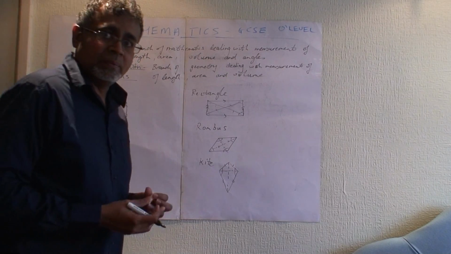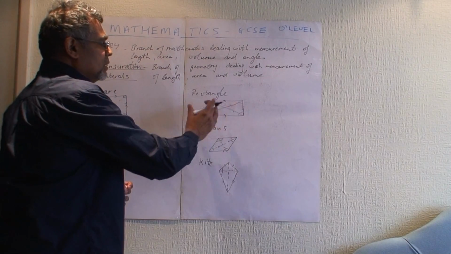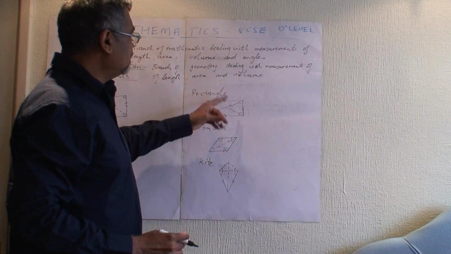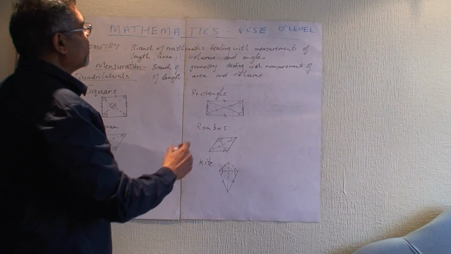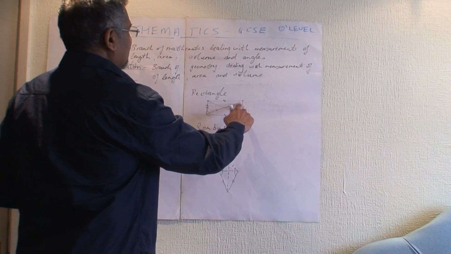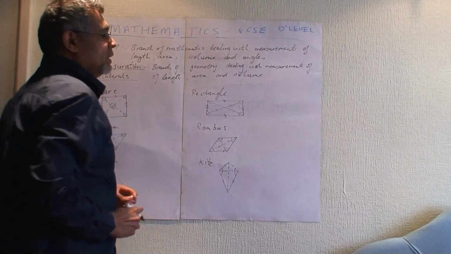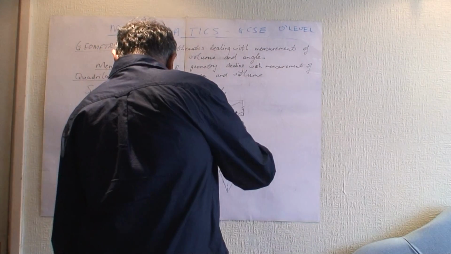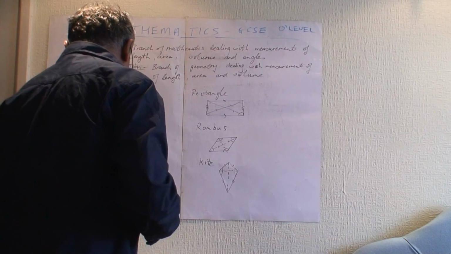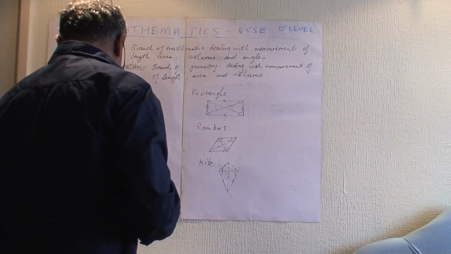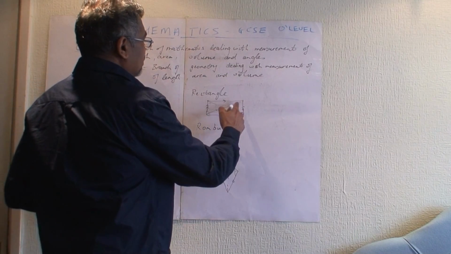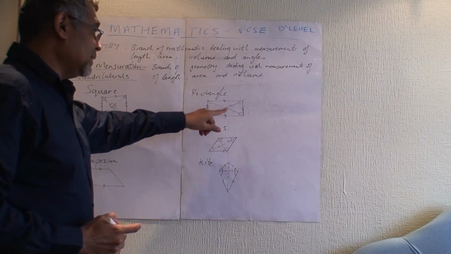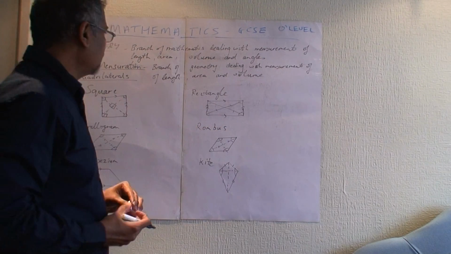Rectangle, I'm sure you're quite familiar with. Two sides are longer than the other sides. These sides are longer, these sides are shorter, and opposite sides are parallel to each other. If you look at the angles at the inside corners, they are all 90 degrees. So that's the rectangle. If you draw diagonals, they bisect each other right there in the middle.